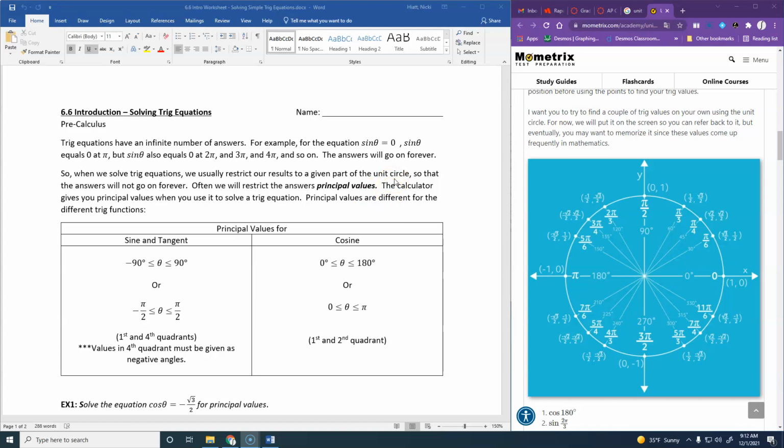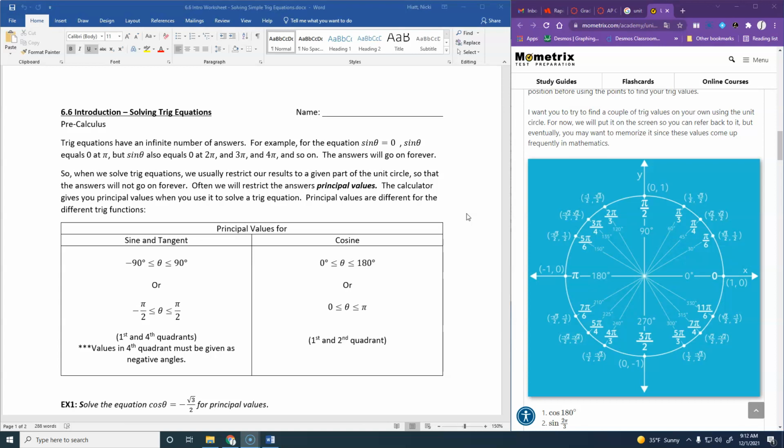And this is what your calculator does. If you type in sine inverse of 45, it's going to give you a single answer instead of giving you 15 different answers or 1,000 million gazillion answers. So what the calculator is doing is using principal values.